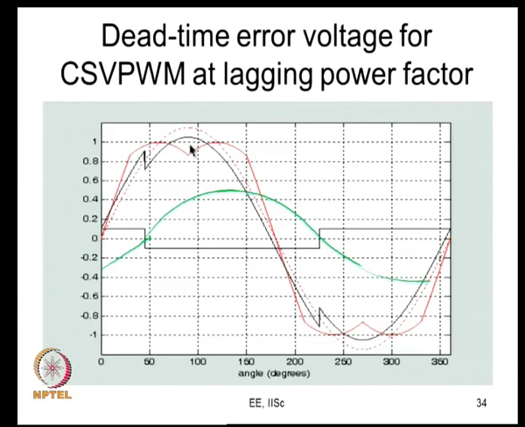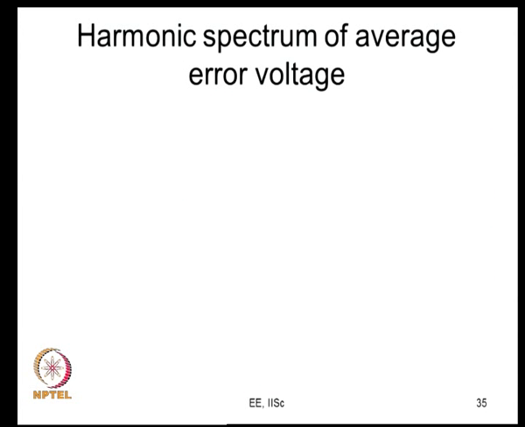All the triplen frequency components that the modulating signal contains will go away when you subtract one pole voltage from the other, but not all of them will go away. The square wave also has third harmonic, ninth harmonic, which will go away, but the fundamental component, fifth harmonic and seventh harmonic components, etc., will not go away. What is shown here is the sum of the modulating sinusoid plus the error voltage, so it is not exactly sinusoidal.